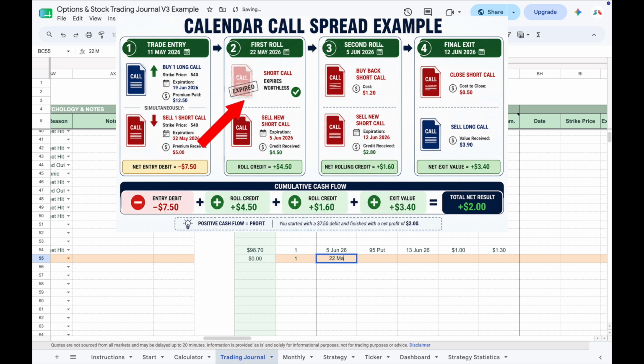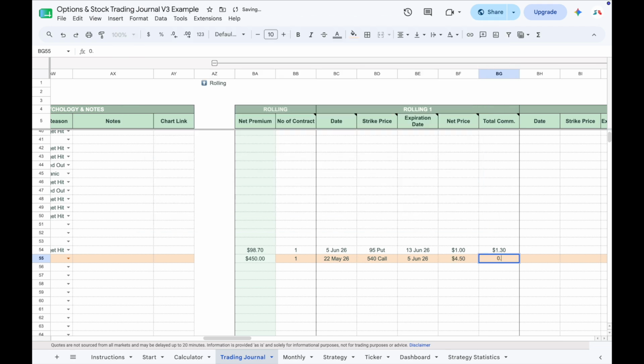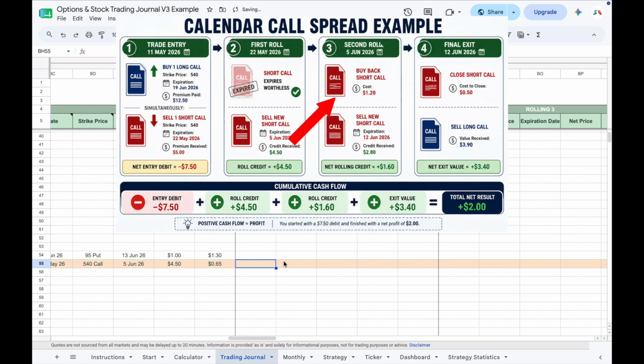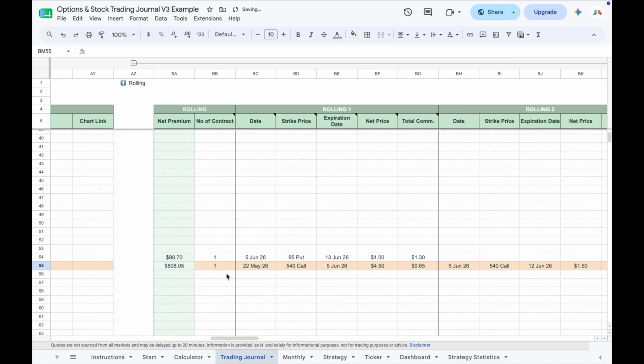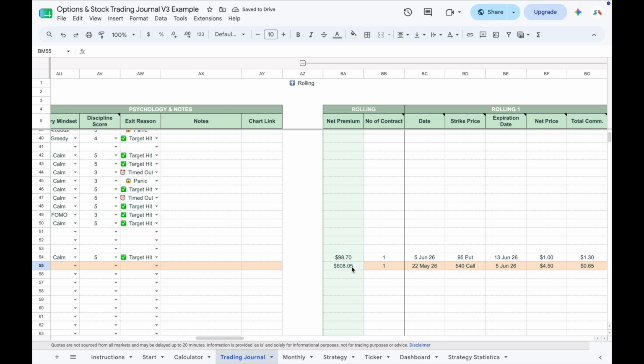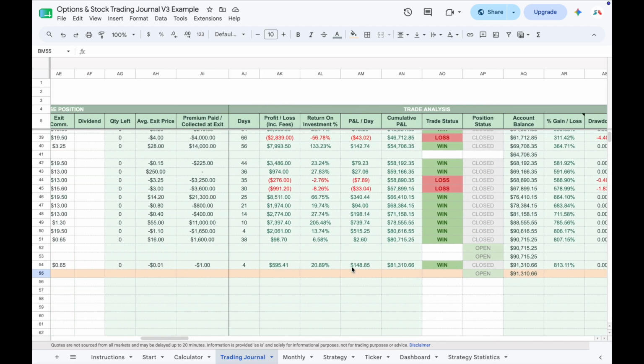For the first rolling, input the rolling date, strike price, new expiration date, net price per contract, and the rolling commission. For the second rolling, input the rolling date, strike price, new expiration date, net price per contract, and the rolling commission. The journal will automatically include the rolling premiums when calculating the total profit or loss for the trade.